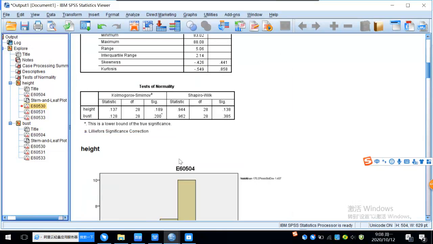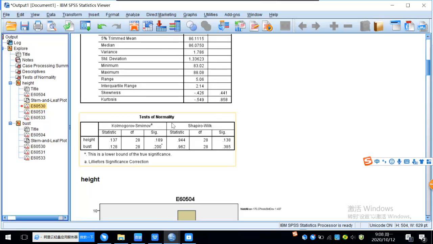Okay. Here is the test of normality. Please move upward. We can see the SW statistic for height is 0.97944, and the corresponding significance is 0.138, which is more than 0.05. So we can judge that the height can be considered as normal.